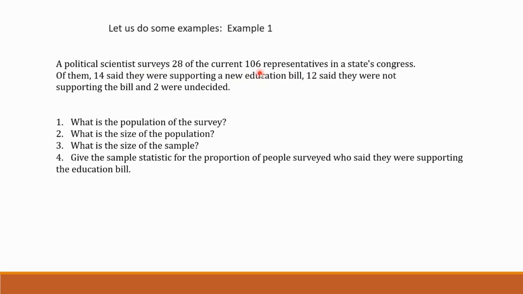What's the size of the population? Well, hopefully it's easy to see. That's 106. The sample, that's the 28 people that the political scientist is giving a survey to. That would be 28. For the sample statistic, that's the proportion here, the proportion of people who support the education bill. A proportion, that's a fraction.